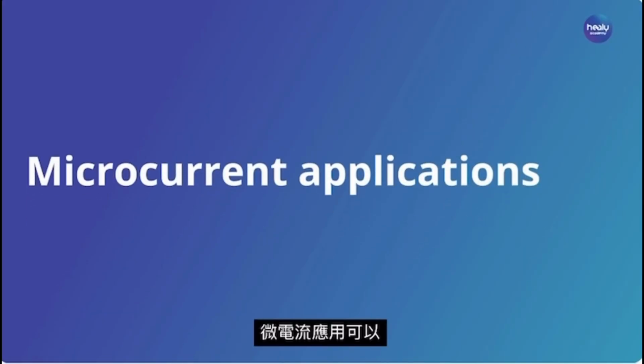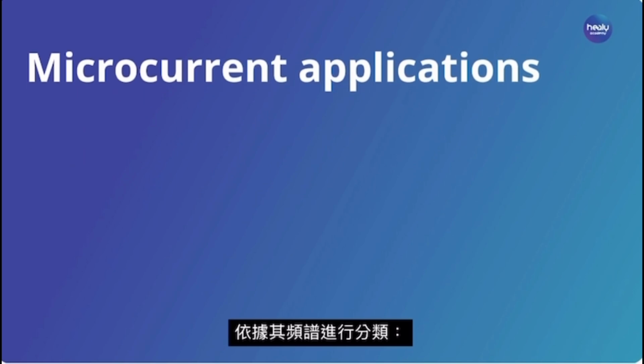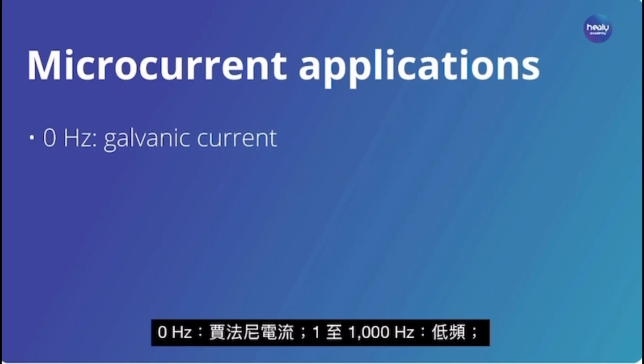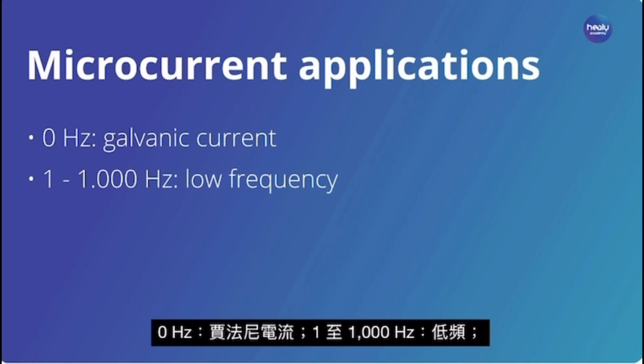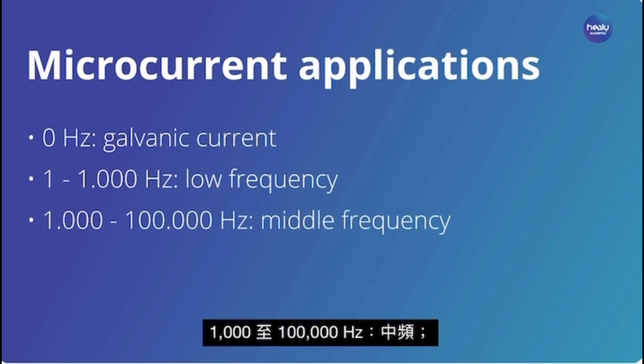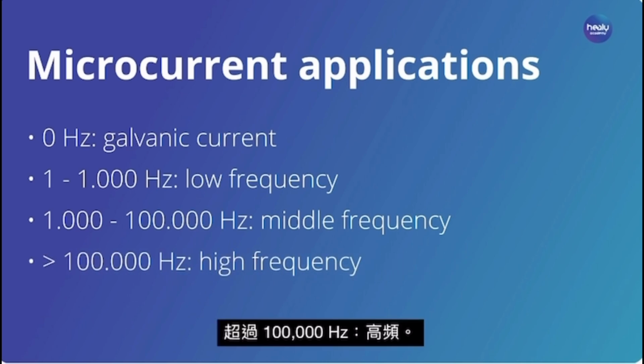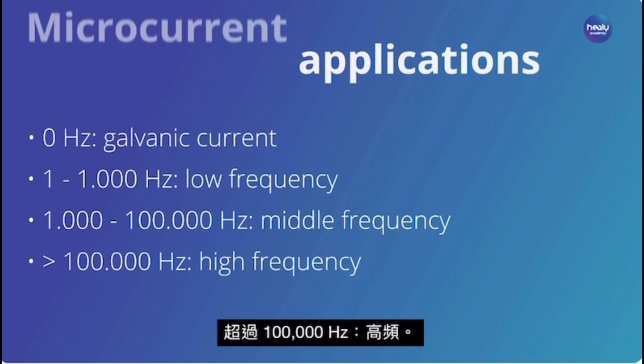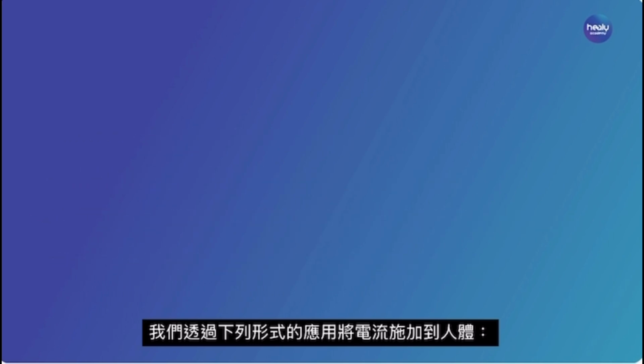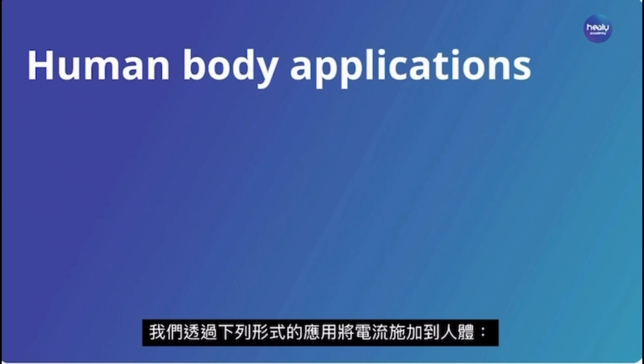Microcurrent applications can be categorized according to their frequency spectrum. 0 Hz, galvanic current. 1 to 1000 Hz, low frequency. 1000 to 100,000 Hz, middle frequency. Over 100,000 Hz, high frequency. The following forms of application apply electrical current to the human body.